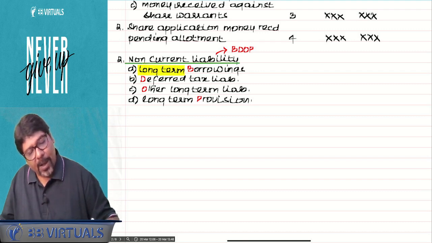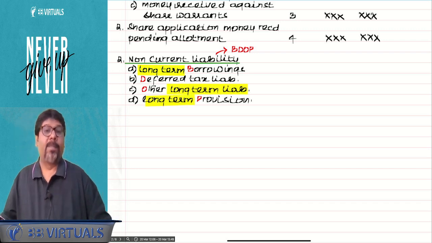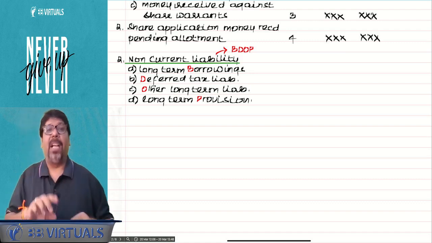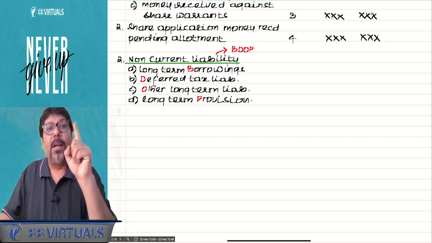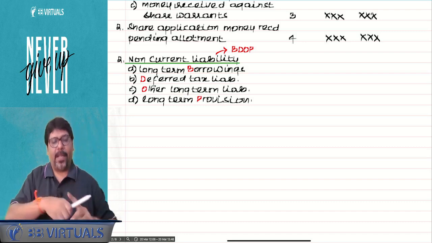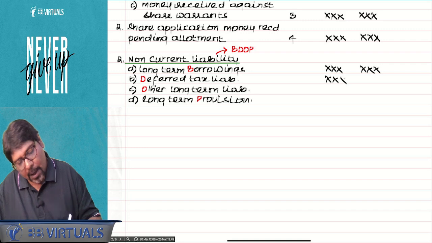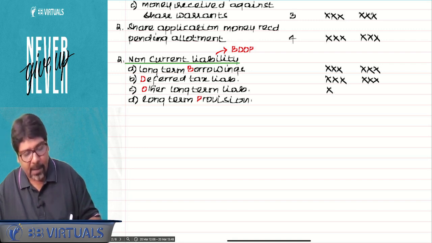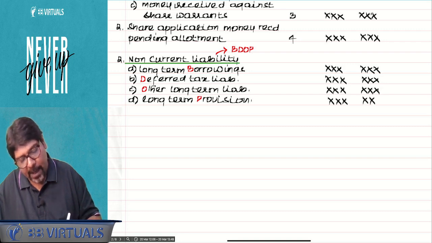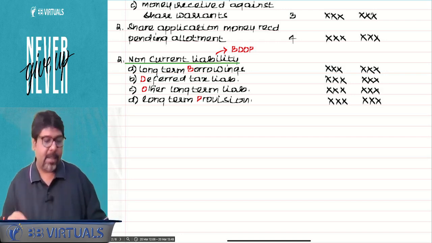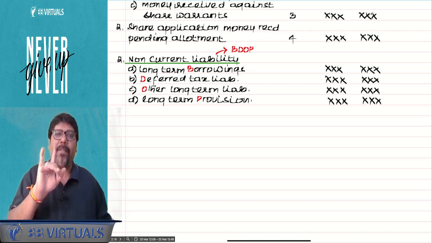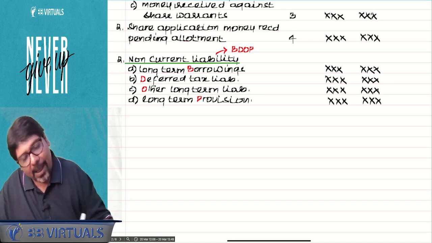See, long term, long term, long term. What you are supposed to remember? BDOP. Borrowings, deferred, others, provision. Am I clear? Yes. Now, long-term borrowings means non-current liability means, sir, those liabilities which are payable after 12 months. That means liability which is for more than 12 months. Correct? Yes. You will calculate 12 months from where? We will discuss a little later on.